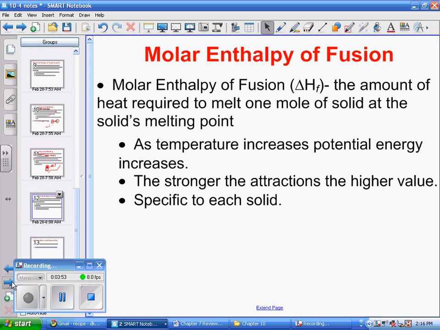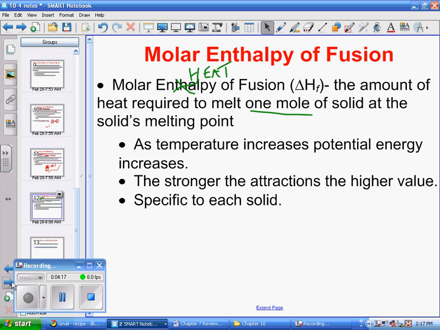Enthalpy is fancy heat. In other words, you have to have constant pressure. But other than that, if you want to change the word enthalpy to heat to make it easier, I don't care. So molar heat of fusion is the amount of heat required to melt 1 mole of a solid at its melting point. And since every substance is a little bit different than everything else, every substance has its own defined molar heat of fusion. You'd have to look it up.